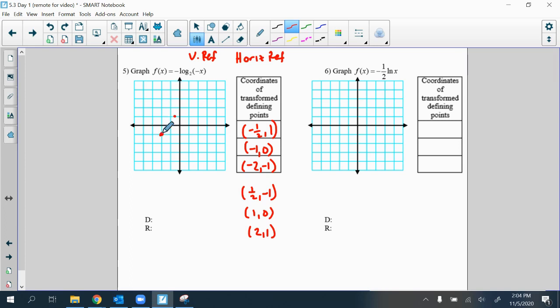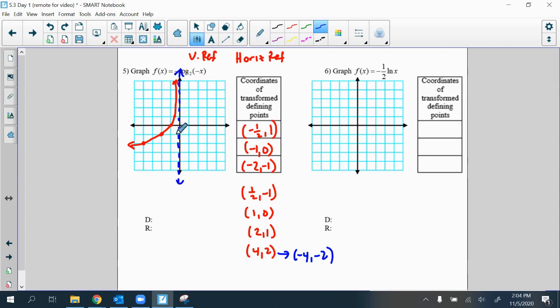So what's going to happen is this graph, if I wanted to plot one more point, remember that an original point would be (4, 2). If I was going to transform that, it would get transformed to (-4, -2). So (-4, -2) could be another point, and that may help you see what the graph is doing. I've had both a horizontal and a vertical reflection.